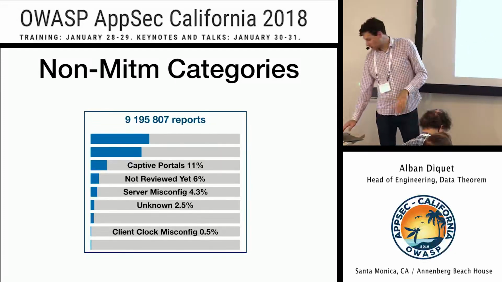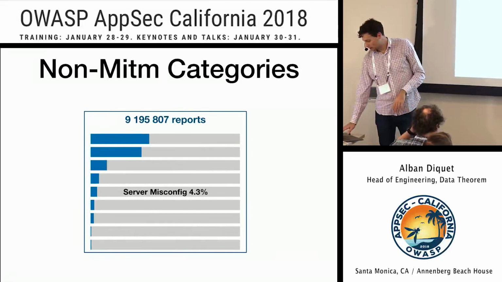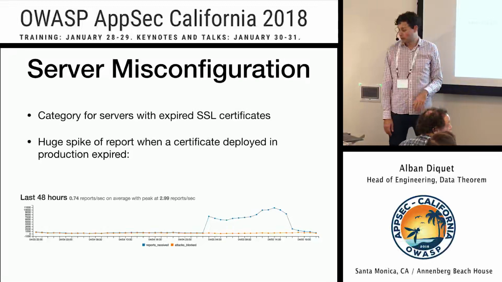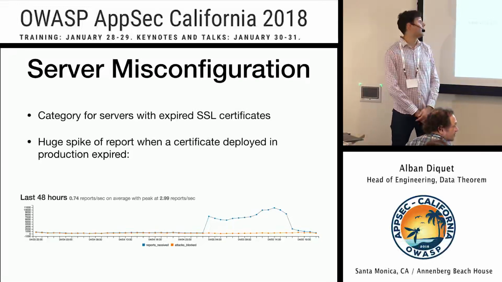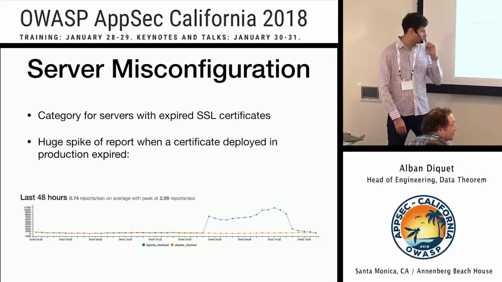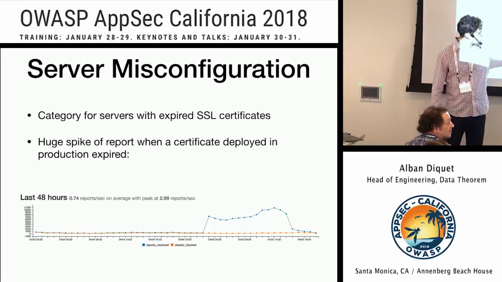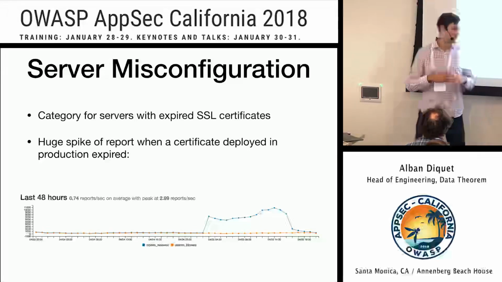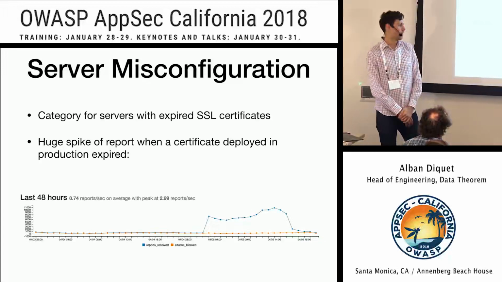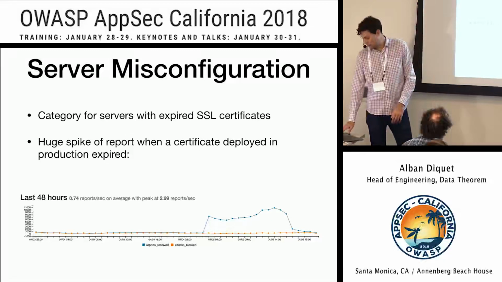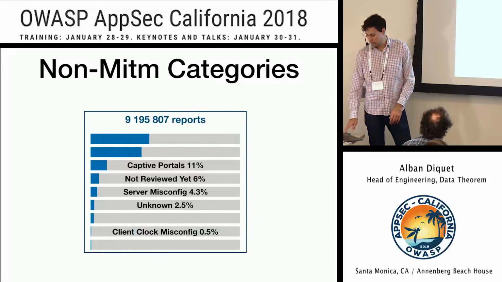The next one, which is interesting, server misconfiguration. In our case, it's mainly one thing. It's when the server certificate expired. And that's 4% of the reports. And we saw that happening live actually for one app where everything was fine, and then the certificate expired, and then we started getting tons of reports because the certificate was wrong, and the app basically couldn't connect anymore and stopped working. So it's a pretty big number actually of servers that are misconfigured.